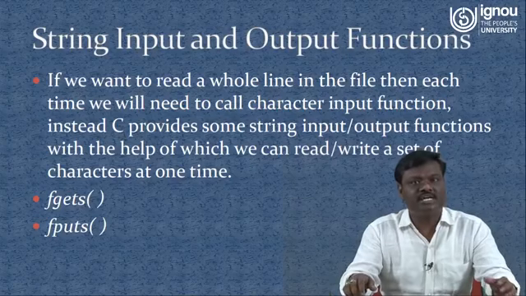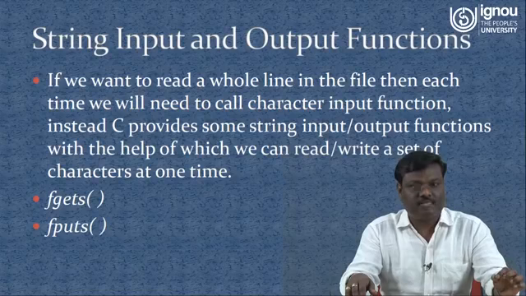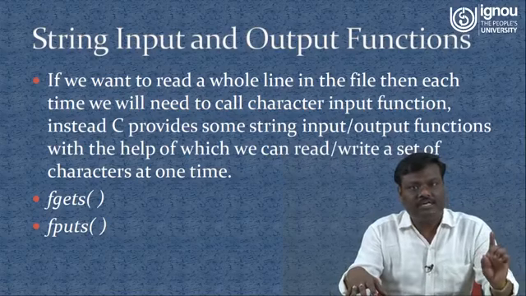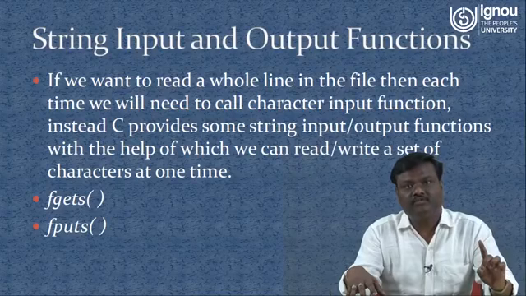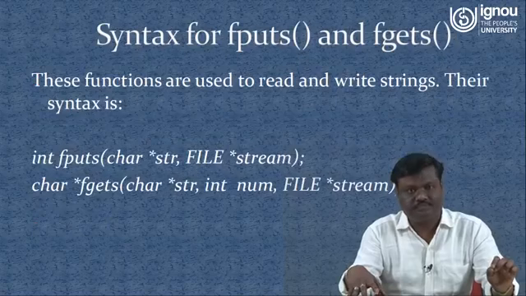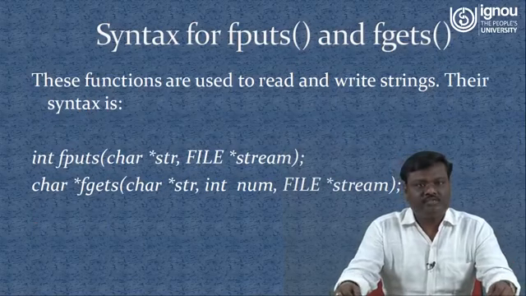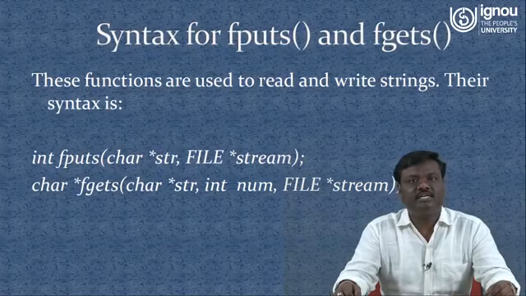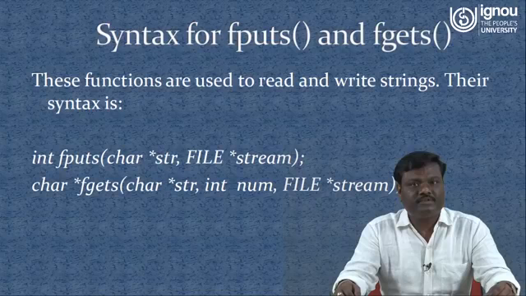So instead it has some IO functions, those are fgets and fputs. Like you have getc and putc, here you have two functions: fgets, and the second function in order to write is fputs. You can see the syntax here, as we have the syntax for getc and putc, here also for fputs and fgets you have the syntax.